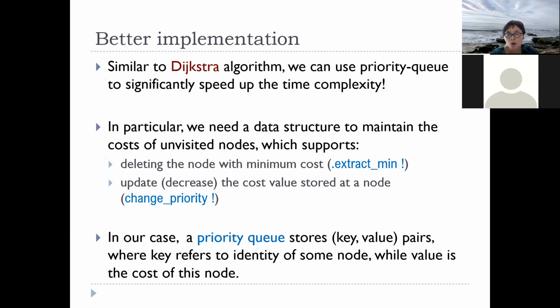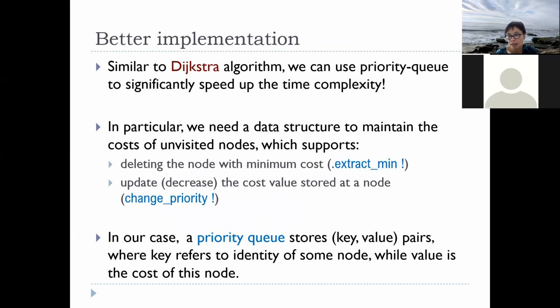Both of them have nodes maintain certain costs. In Dijkstra it is the estimated distance; here it is the estimated cost. Both of them every time pick the one with the smallest distance or cost. In Dijkstra, we use the priority queue to significantly speed up the time complexity.